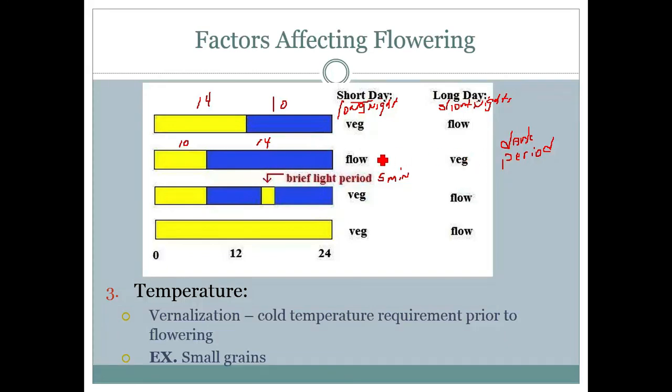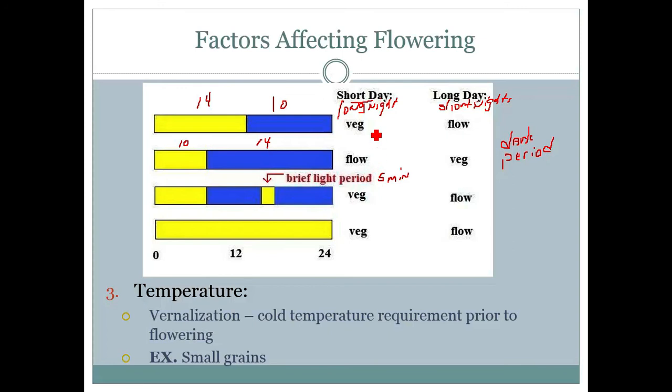And remember that, if I'm not clear about this, vegetative always precedes flowering. The plant has to be in a vegetative stage and then get triggered into flowering by the day length response.